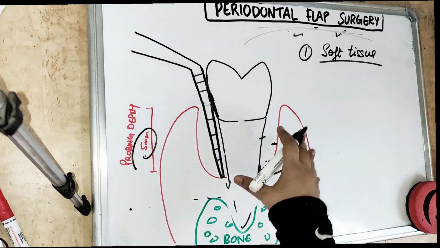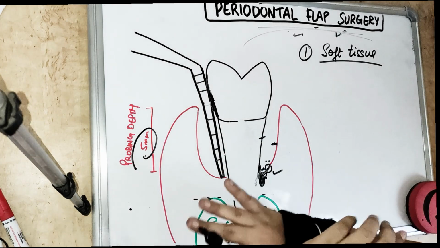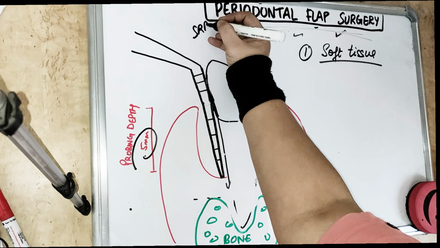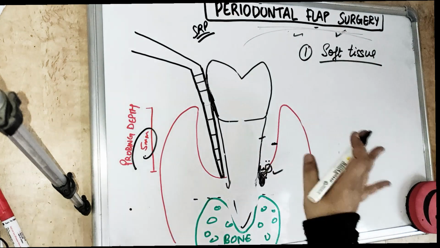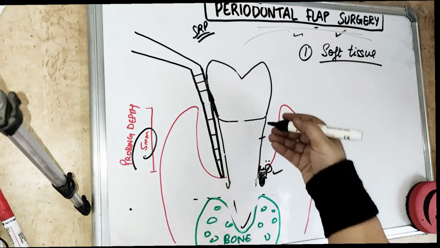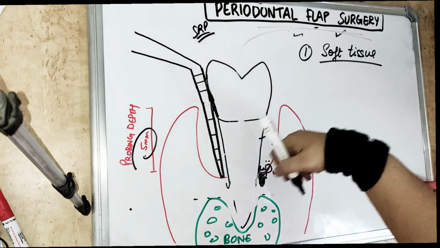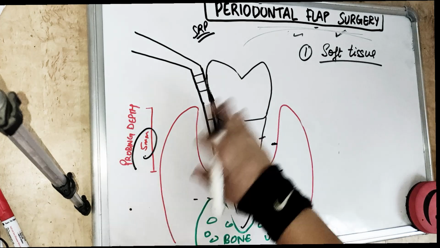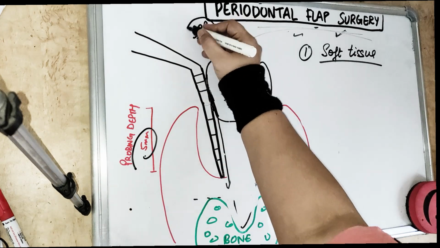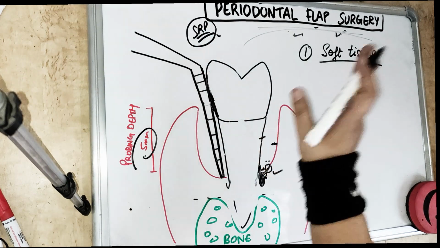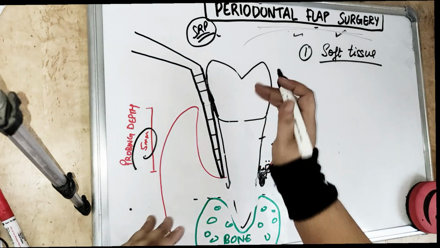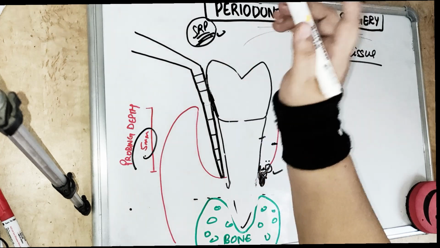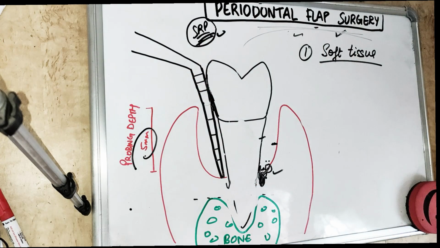And if it is edematous, then remember, for any surgical procedure in perio, the first thing we need to do is SRP, scaling and root planing. I've told you what SRP is: scaling is removing all of the subgingival calculus, and planing is smoothing the root surface. We do this 1 week before any surgical procedure. If you want to do any surgery in perio, the first thing you need to do, 1 week before, is the scaling and root planing procedure.